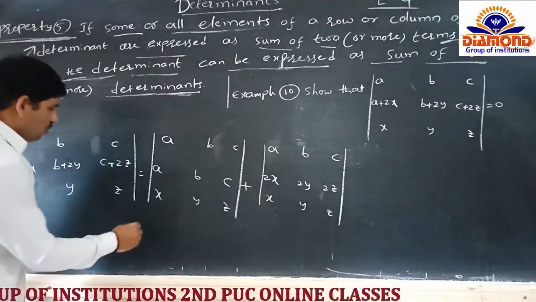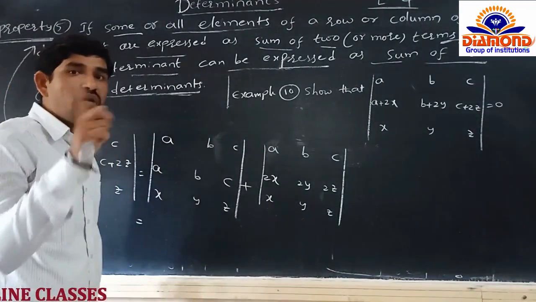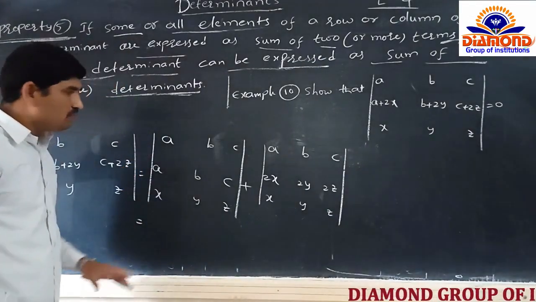After writing this, now see, we are using property number 3 and property number 4 here. From property number 4 we have completed.